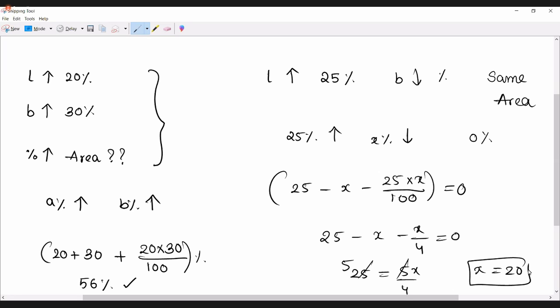But doing it like this is going to be a little time consuming. That is the reason I'm trying to give you one more trick to make the answer choice faster. So what is the other trick which you can use to make the answer choice faster? We can try to understand here.